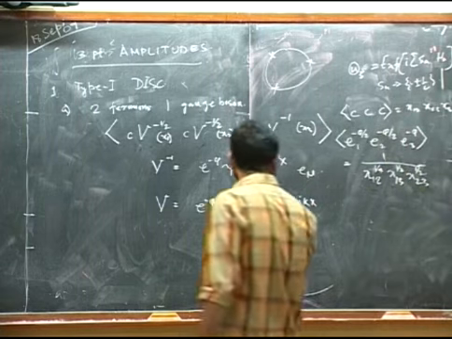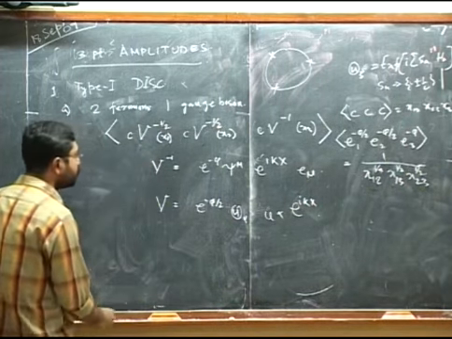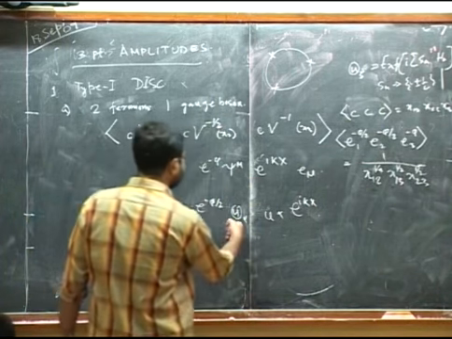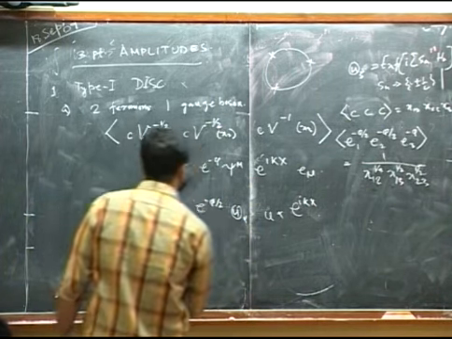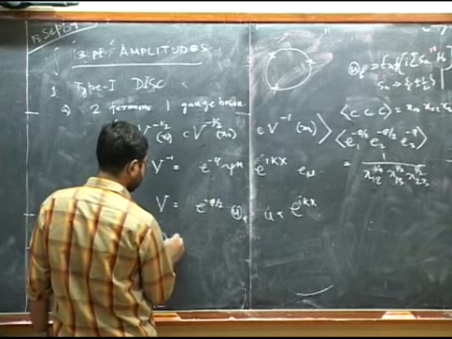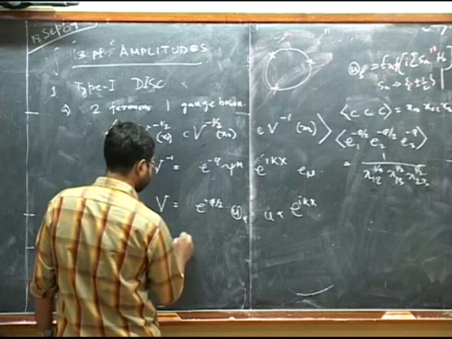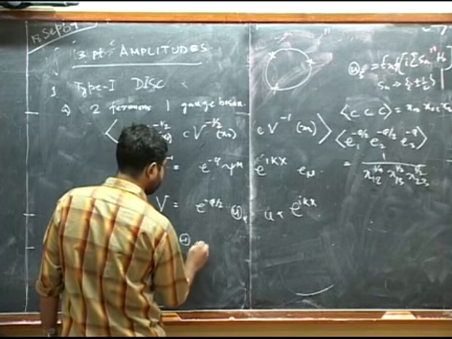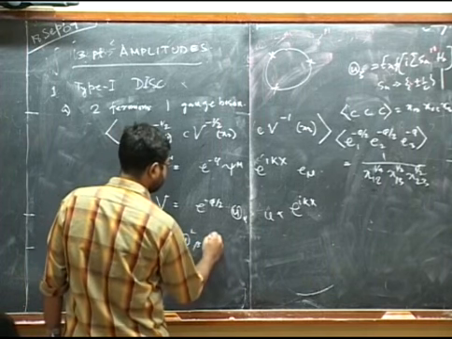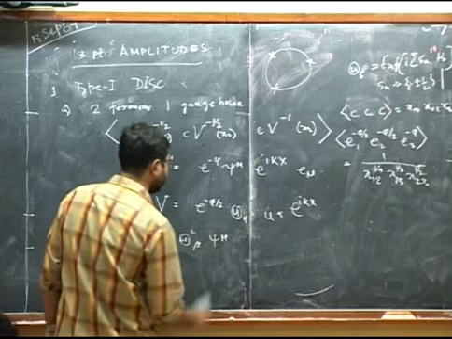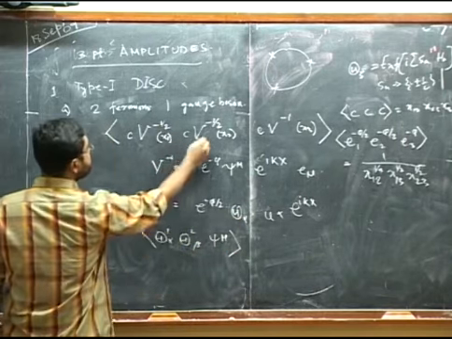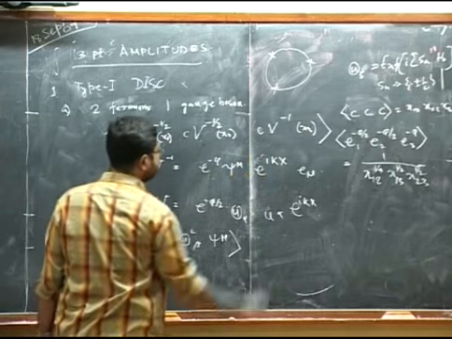Now, the next thing that we are going to do is we have to evaluate something like theta alpha, theta beta, psi, for 4 different things. And you have the two thetas from these two vertex operators, and you have a psi from it.